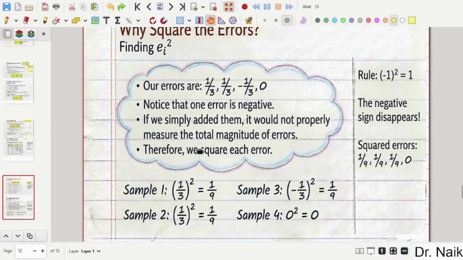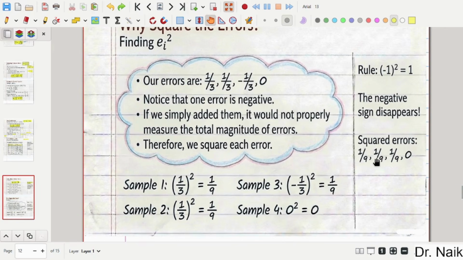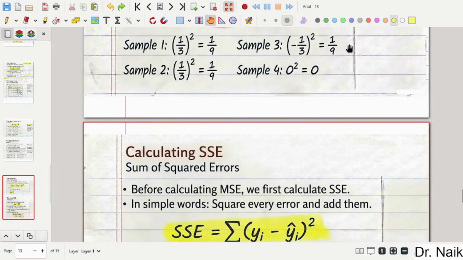Now, why square the errors? Notice that one error is negative, that is minus 1 by 3. If we simply add them, it would not properly measure the total magnitude of errors. Therefore, we square each error. Sample 1 error after squaring becomes 1 by 9. Sample 2 error after squaring becomes 1 by 9, sample 3 error after squaring becomes 1 by 9, and sample 4 after squaring becomes 0. So the squared errors are 1 by 9, 1 by 9, 1 by 9 and 0.